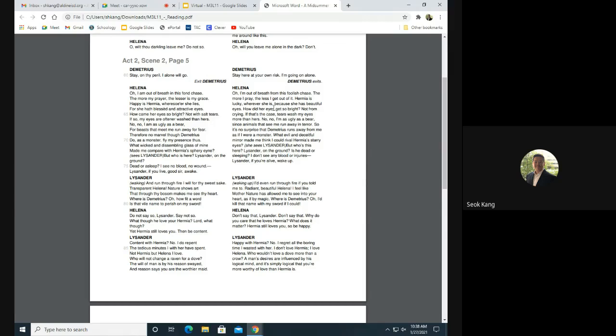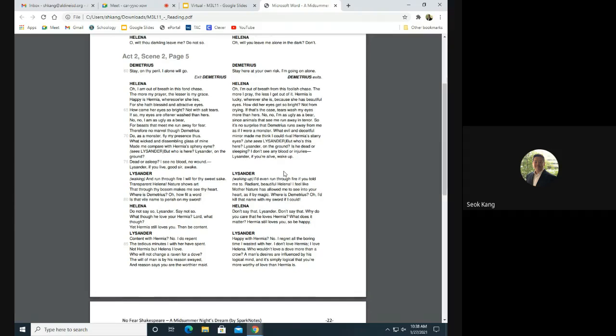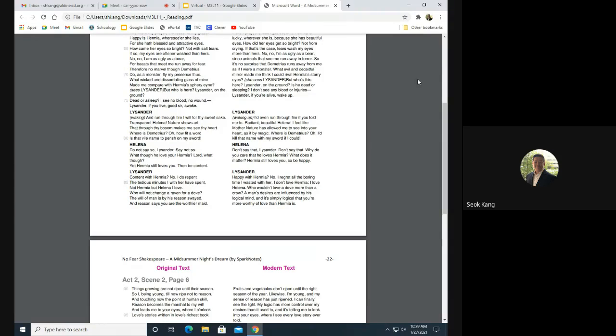And then she's walking around, and then she sees Lysander on the ground. She's like, oh, Lysander, are you dead or sleeping? And then she's like, Lysander, wake up if you're alive. And then boom.